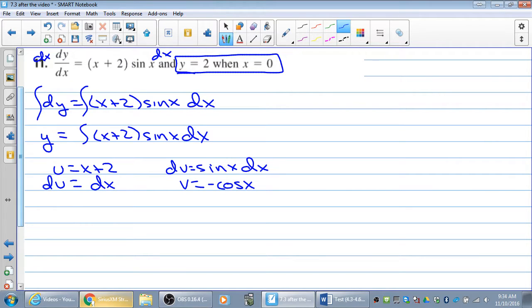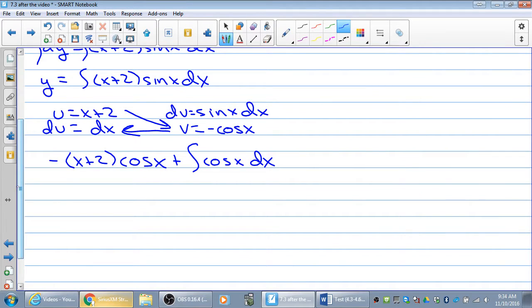Now we follow the pattern. u times v, which is negative x plus 2 cosine of x. There's u times v. And then we do v du. So minus the integral of, we got plus, right, because it's minus minus, and then cosine of x dx. Well, now we have something that we can actually take the integral of. We know what the integral of cosine x is, so the answer is negative x plus 2 cosine of x plus sine of x plus c.